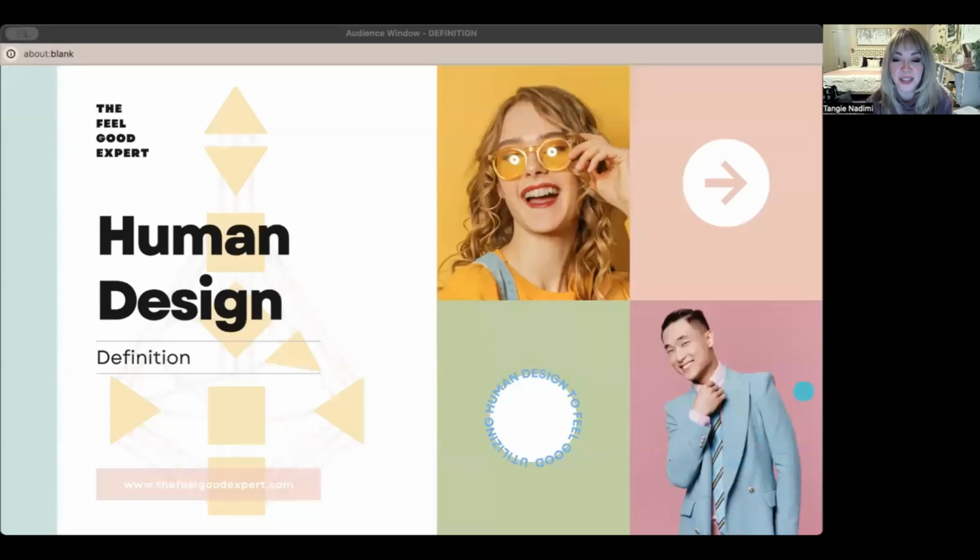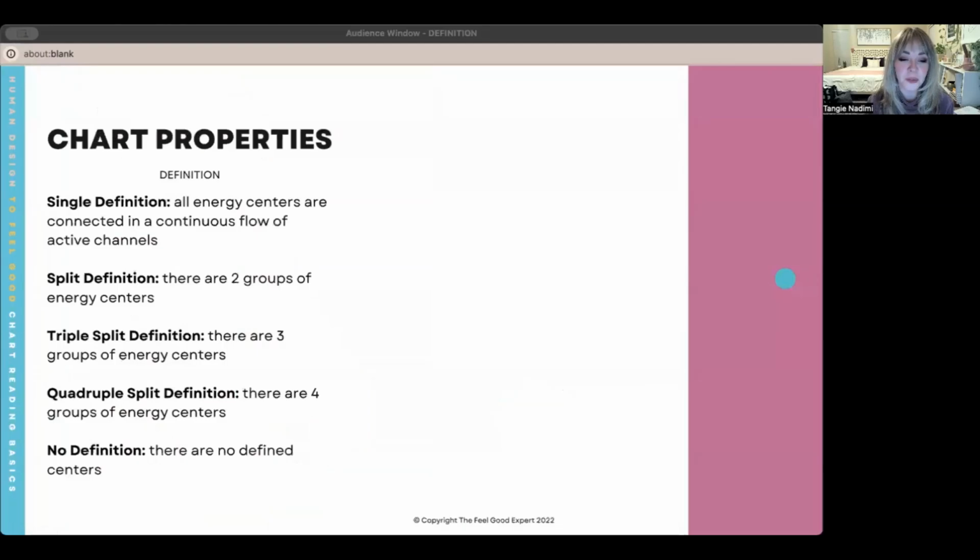Welcome back to the Human Design Starter Kit. Today's lesson is on definition, meaning what energy centers are colored in a chart and how do those energy centers communicate with each other. This will be a quick lesson just to give you a broad overview of what definition is and a few pointers that you may use in readings going forward.